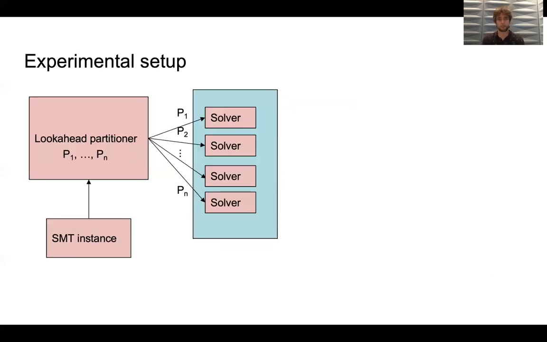Okay, so the experimental setup here is as simple as possible, intentionally. We take an SMT instance and this Lookahead partitioner, which is a little bit complicated object as such, and let it partition the instance into P1 to Pn, where n is a power of 2, and then we just distribute the instances, each to one solver.